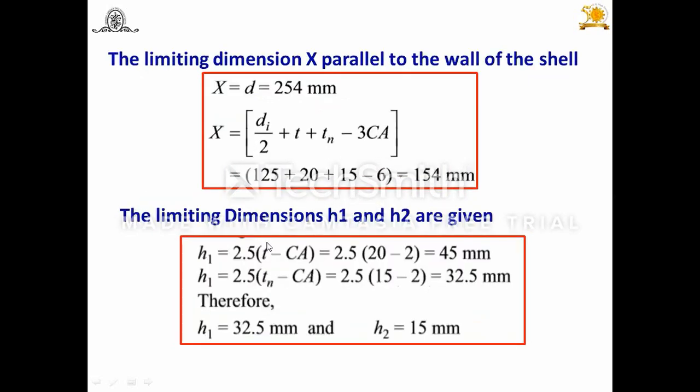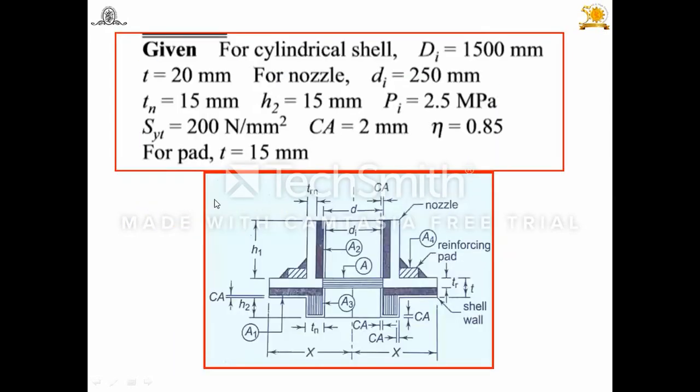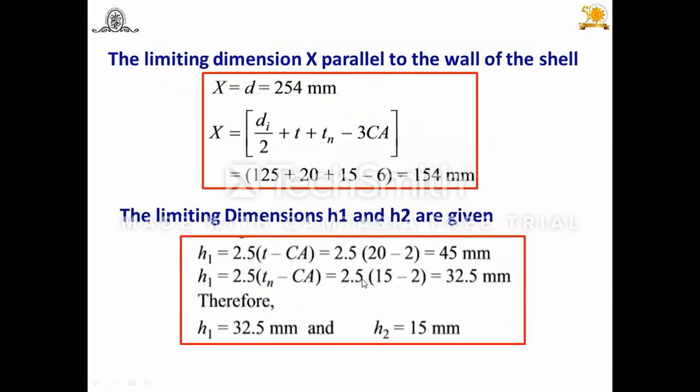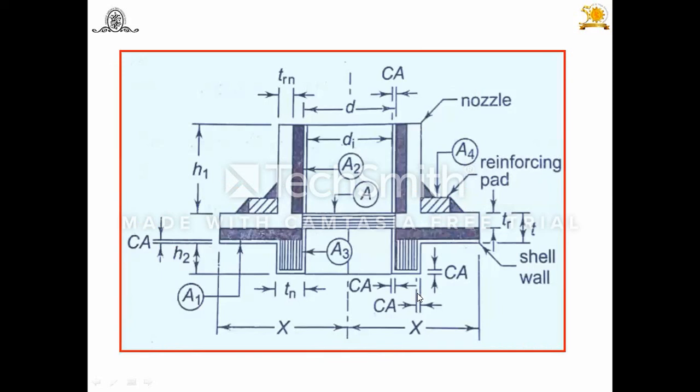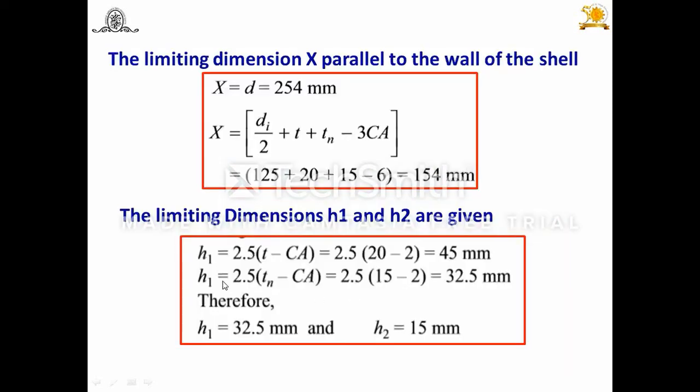Then next, the limiting dimensions H1 and H2. Now in this problem statement, H2, the projected part of the nozzle, is already given. We have to find out H1. H1 is equal to 2 times, in brackets, T minus C and Tn minus C. By using this expression, we can find it. And out of these two, 45 and 32, whichever is smaller, we have to consider as per earlier sessions. So we can take the value of H1; H2 is given, that is 15 in the problem statement.